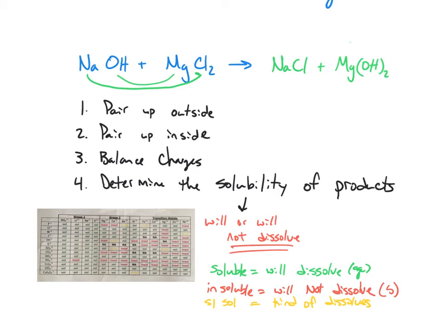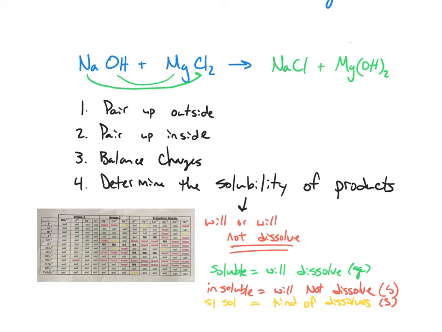And we're going to treat slightly soluble the same as not soluble. We're going to say if it's slightly soluble, it also does not dissolve. What it really means is it kind of dissolves, but it kind of doesn't, but we're going to treat it as not. So basically, green is aqueous, and red and yellow mean that they do not dissolve.